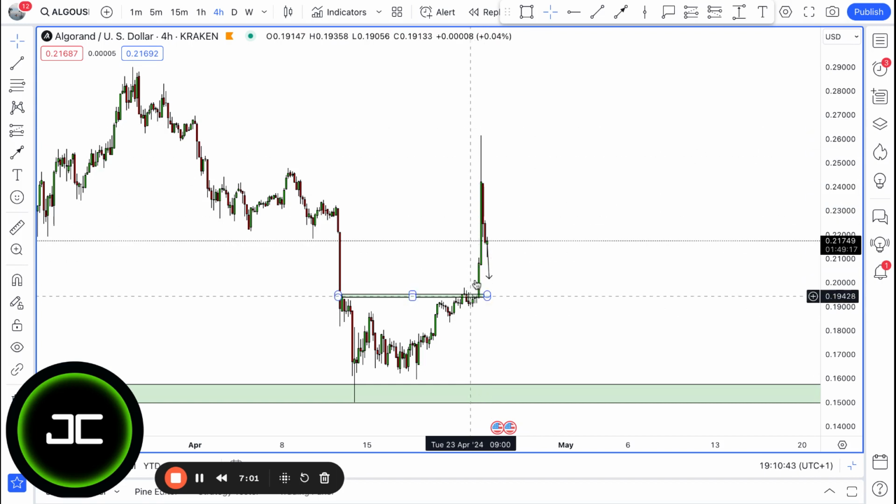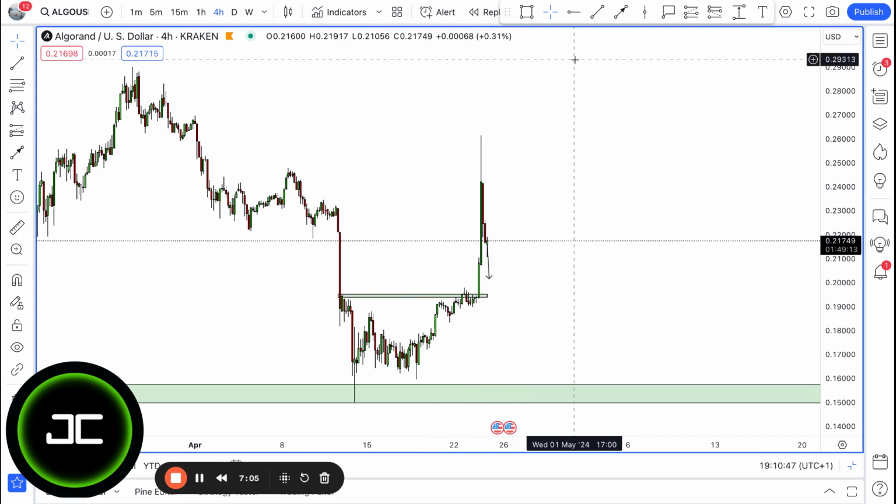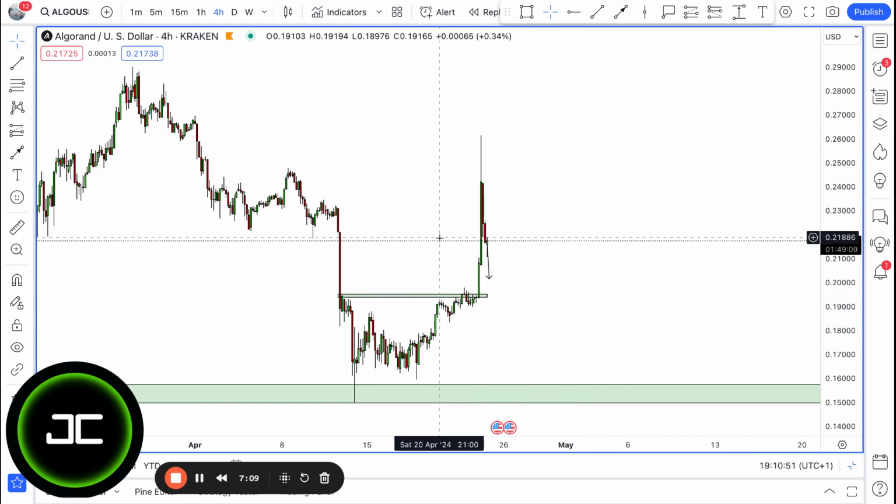Of course, we all love it to pump up, but at the same time, things have got to move down to move back up, and that's just the way it goes. But like I say, on the 4H time frame and weekly time frame, we're bullish. Things are looking good. Things are looking promising.